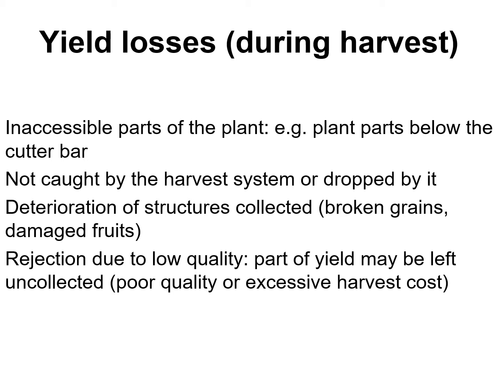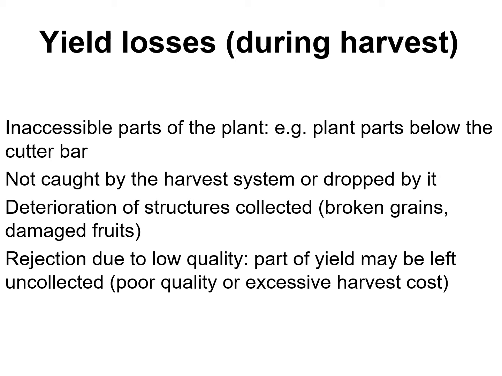For instance, by the existence of inaccessible parts of the plant. An example would be plant parts that are below the cutter bar when we are collecting a forage. Part of the harvest might be not caught by the harvest system or dropped by it. Sometimes the structures collected might be deteriorated by the harvesting system. In other words, we can produce broken grains or damaged fruits.